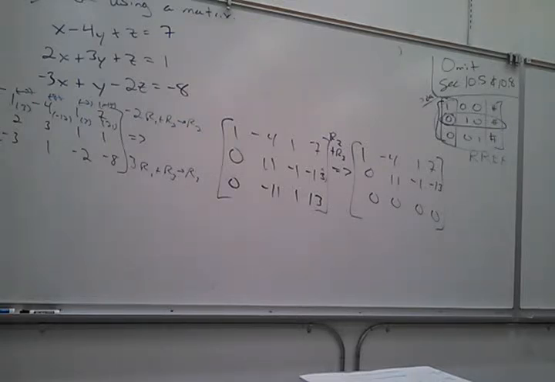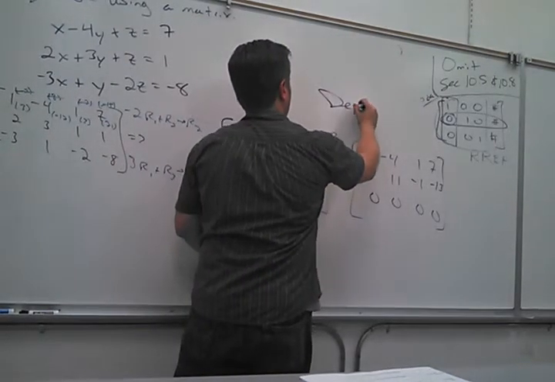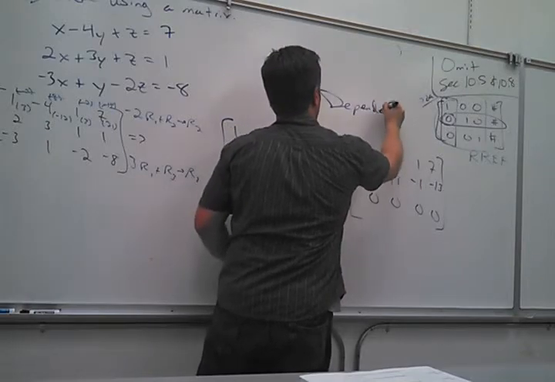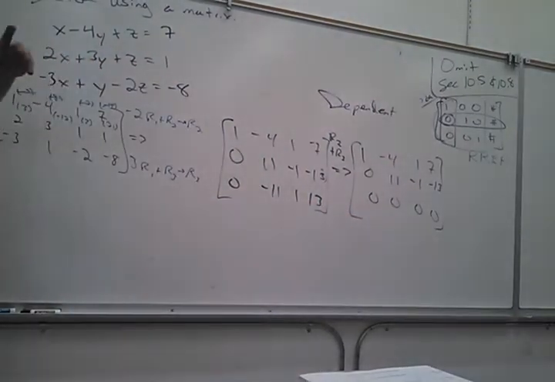And this is why this kind of system, when you get zeros somewhere, is called a dependent system. Why is this called a dependent system? Because this one depends on these two. This is the sum of the negatives of these two. So I didn't really give you a third piece of information.